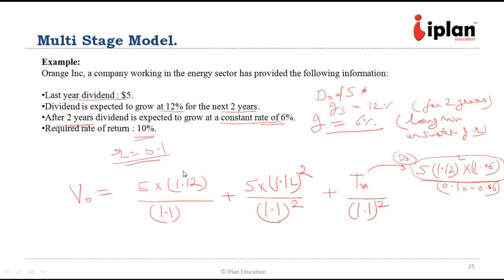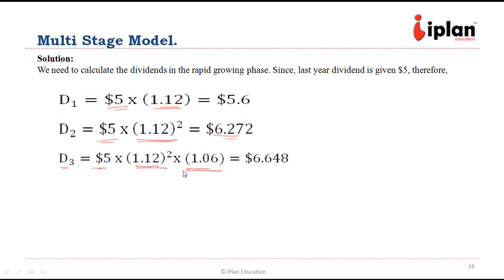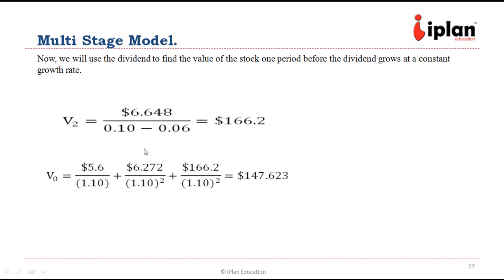Now we need to discount them. So D1 is discounted for 1 year, D2 is discounted for 2 years, and the value V2, which is the terminal value, is discounted for 2 years. And terminal value is calculated based on D3, the dividend for third year, divided by R minus G.